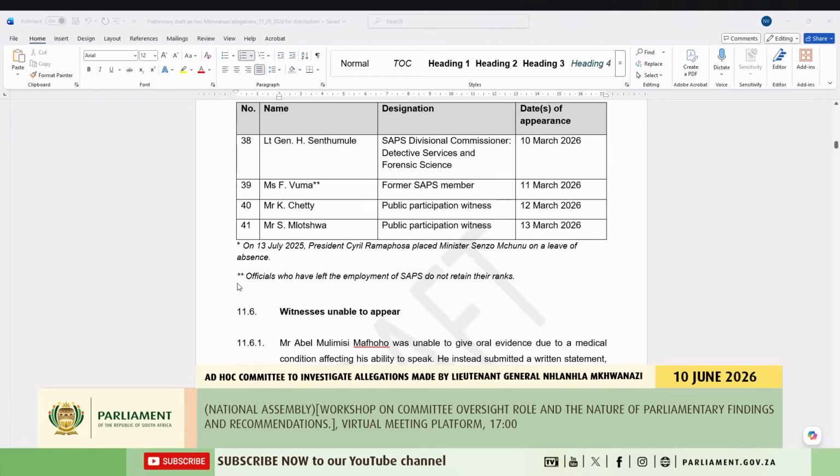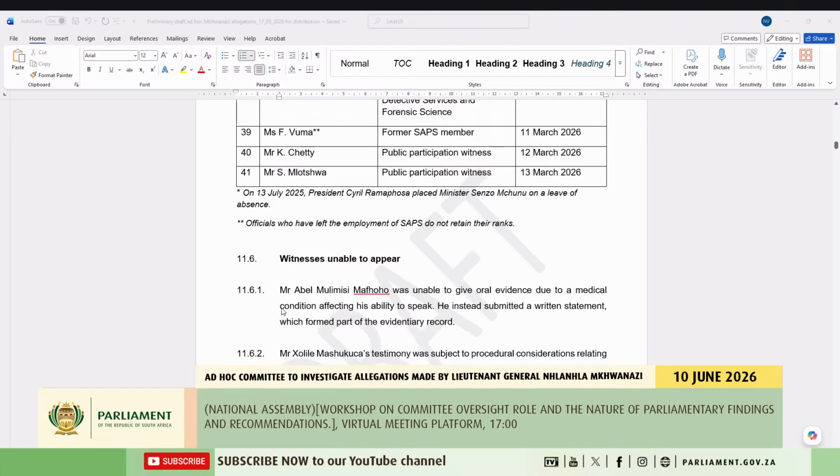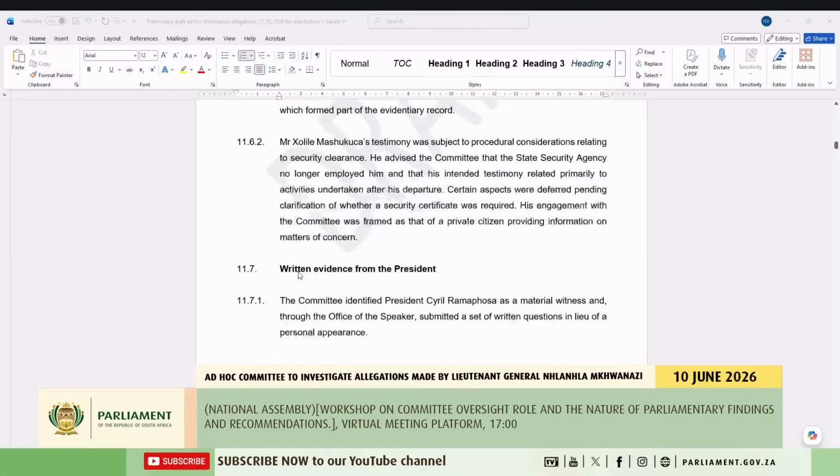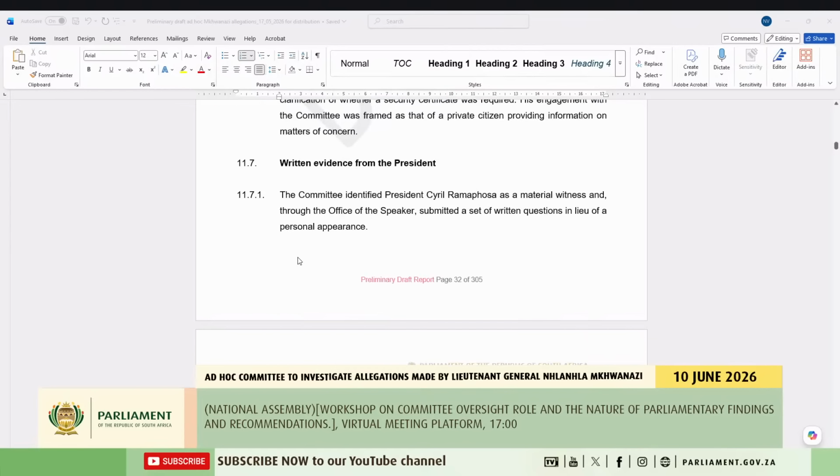In section 11.6, we deal with witnesses that were unable to appear. And here we have the two public participation witnesses. The first was unable to give oral evidence due to a medical condition affecting his ability to speak. And I just want to stress here, honourable members, that his written statement is captured in the evidentiary overview that we circulated. And then the other person was subjected, as members can recall, to procedural considerations relating to security clearance. And then we also have the written evidence from the Honourable President.